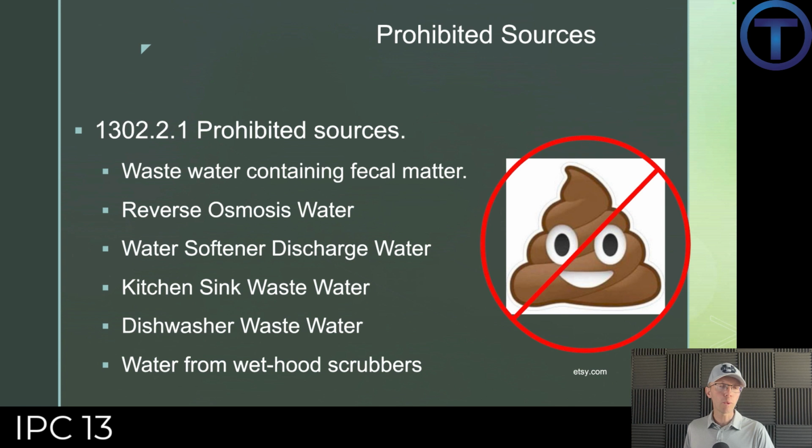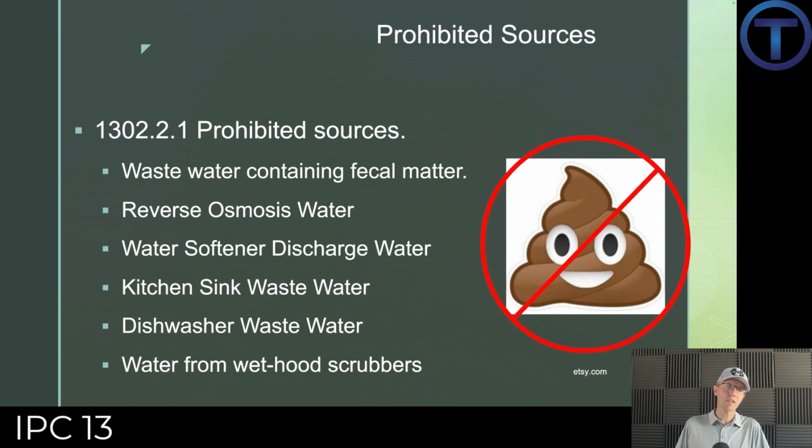We should also be well aware of what should not be used, and the code spells that out, starting with the obvious, right? Wastewater containing fecal matter. Anything that has human waste in it, any wastewater, we're not going to use that, right? Let's just send that down the sanitary drain. Others, though: reverse osmosis water, water softening discharge water, kitchen sink wastewater, we talked about that with the grease and food waste, that's a no-go.